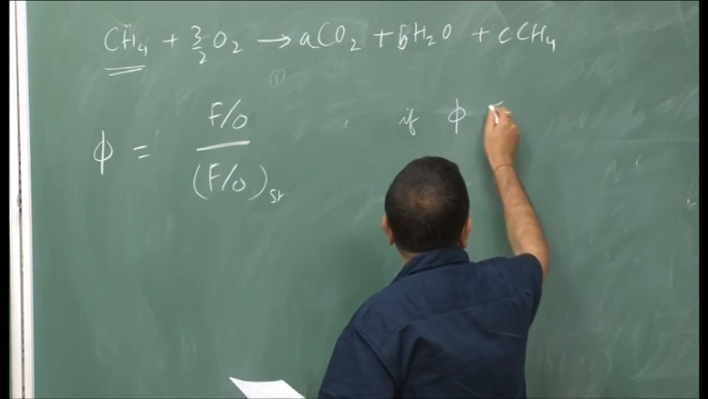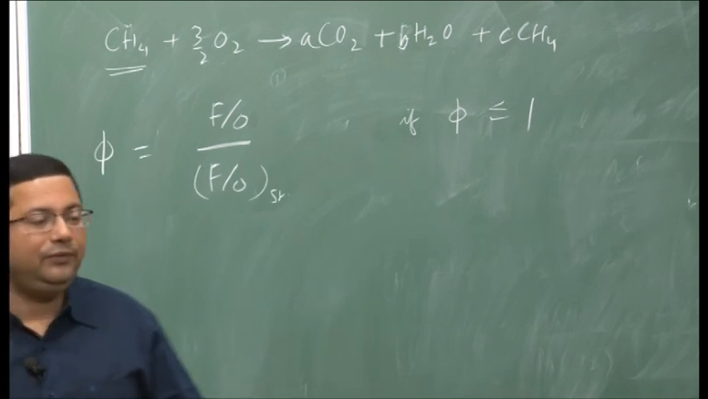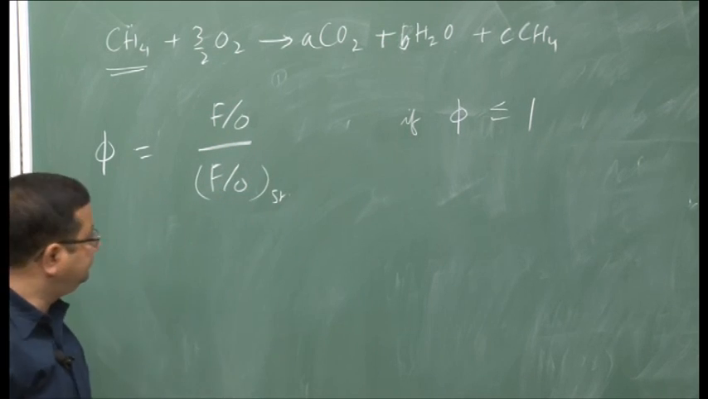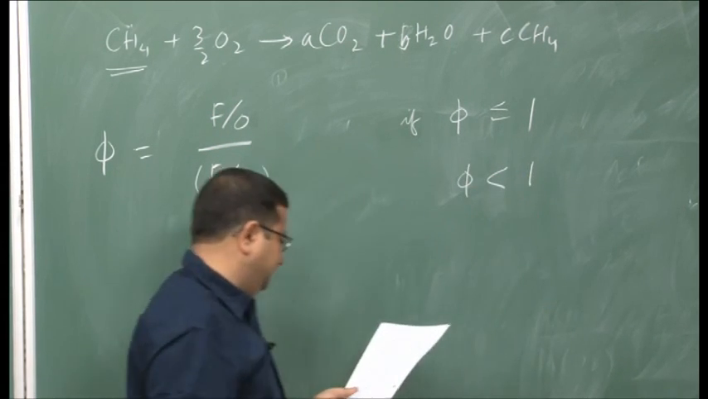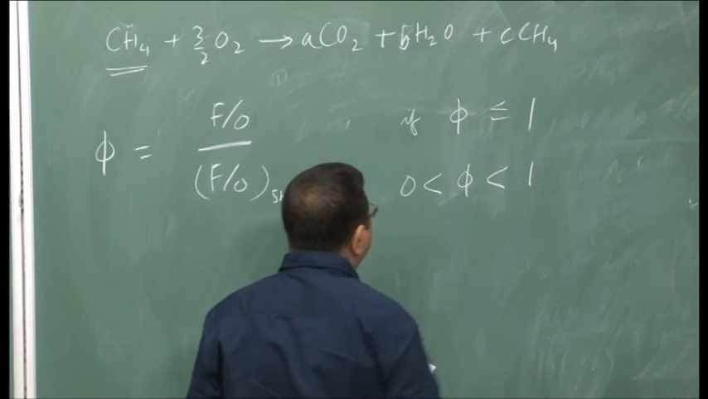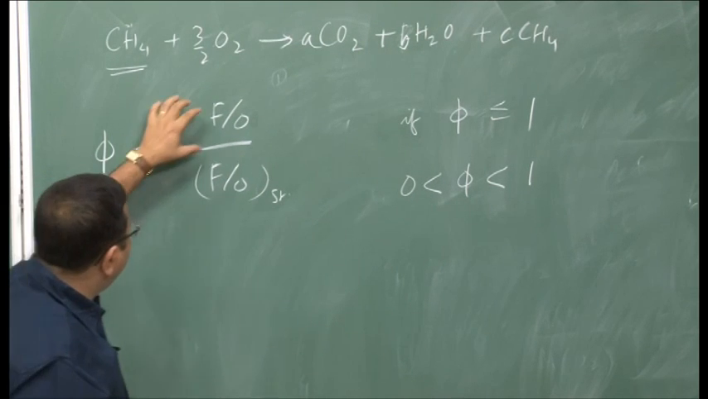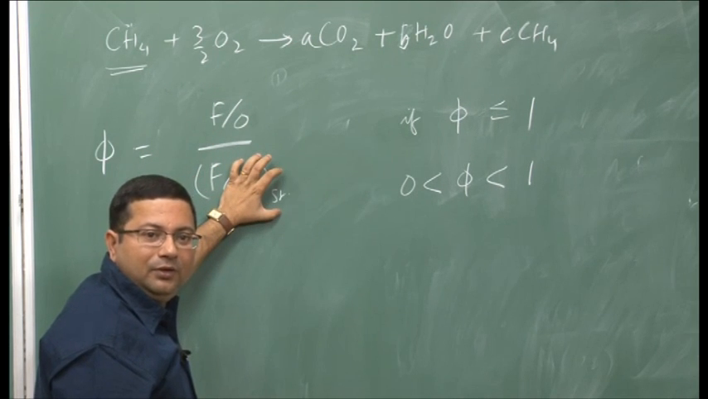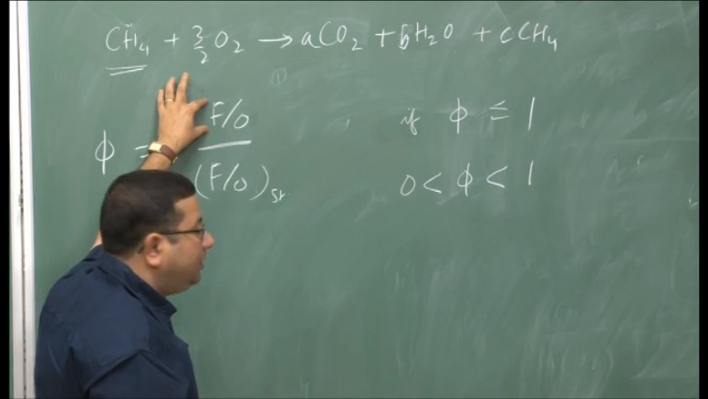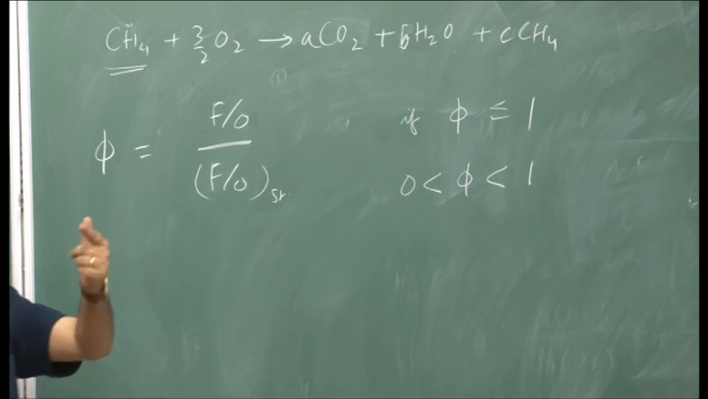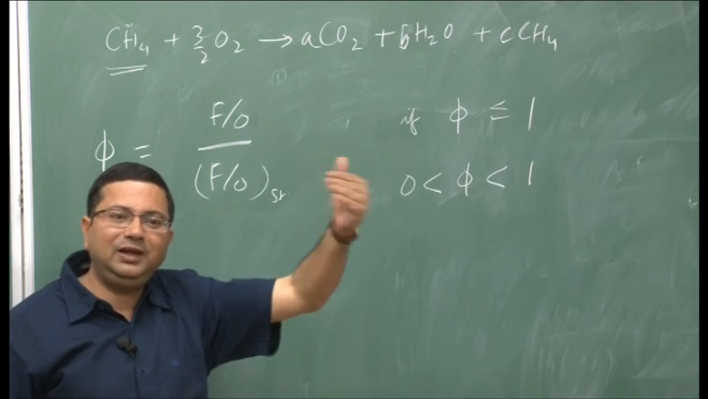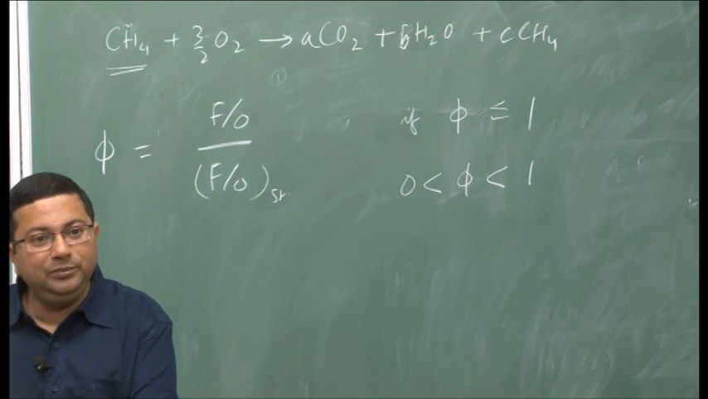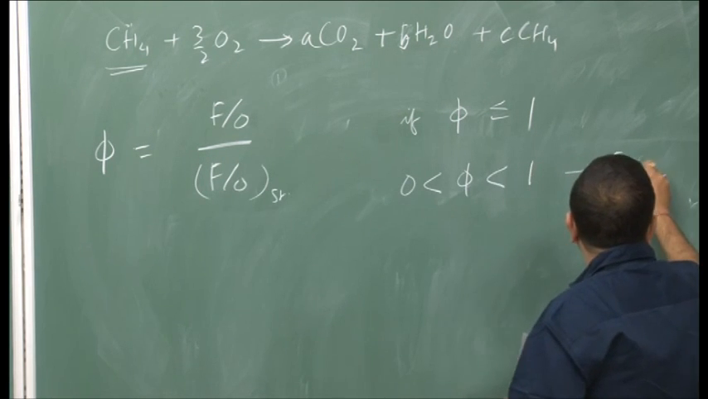Now, let us see, if phi is equal to 1, then what type of reaction do we have? We have stoichiometric reaction. This is known, this is fixed. So, if this is equal to this, we have stoichiometric reaction. If phi is less than 1, it is in between 0 and 1, of course, it cannot be less than 0. So, phi is between 0 and 1, that is the actual fuel oxidizer ratio is less than the stoichiometric fuel oxidizer ratio. Okay. What does it mean? Either the amount of fuel is less than the stoichiometric requirement or the amount of oxidizer is more than the stoichiometric requirement. So, in both the cases, all the fuel will be burned, some oxidizer will remain. So, such a condition is called fuel lean.